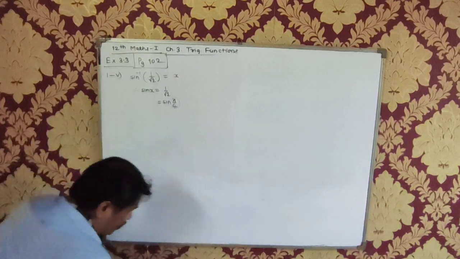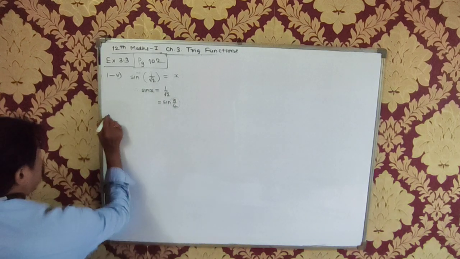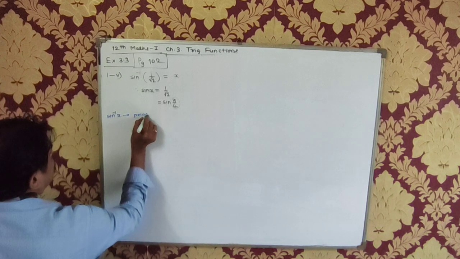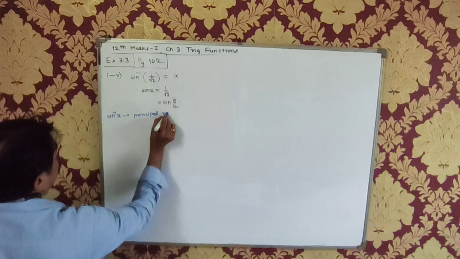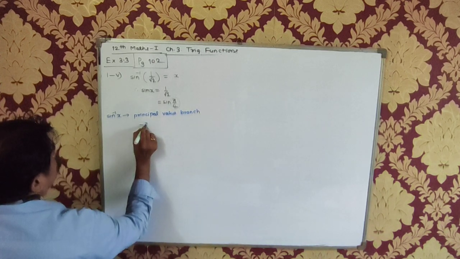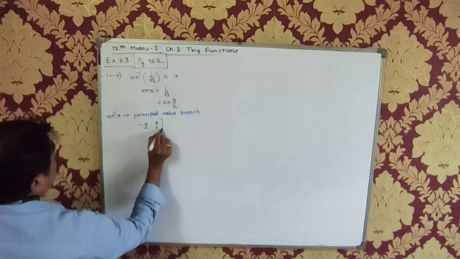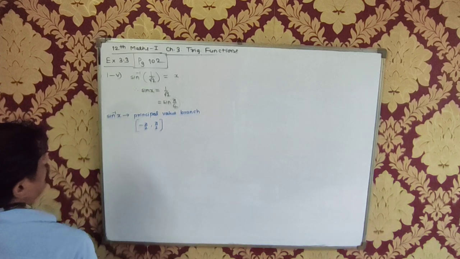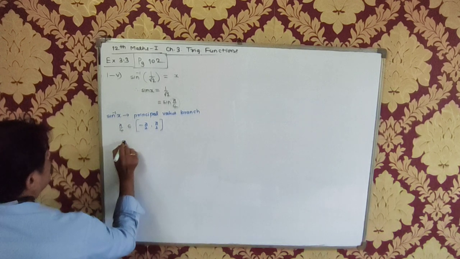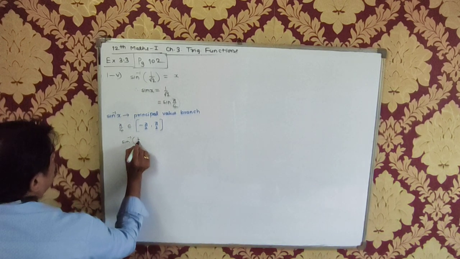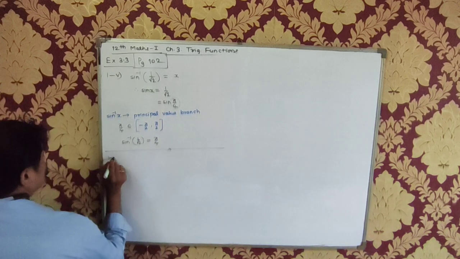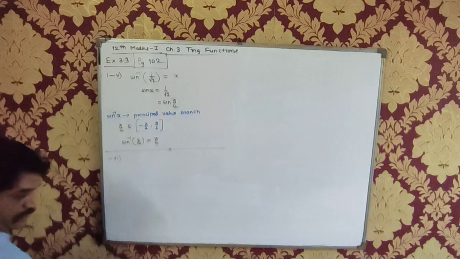Tell me, what is the principal value branch for sin inverse function? Closed interval, and this pi by 4 belongs to this, and therefore sin inverse of 1 upon root 2 is equal to pi by 4. This is how we will solve the questions. Okay, in the board exam we will have to do it like this.